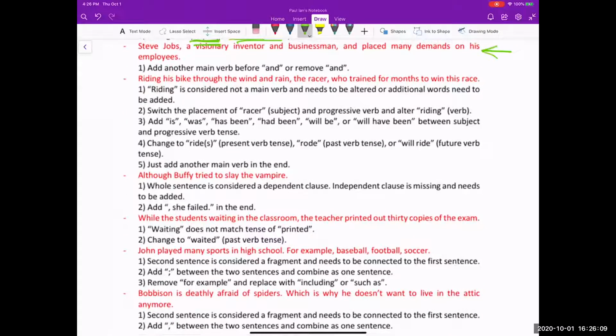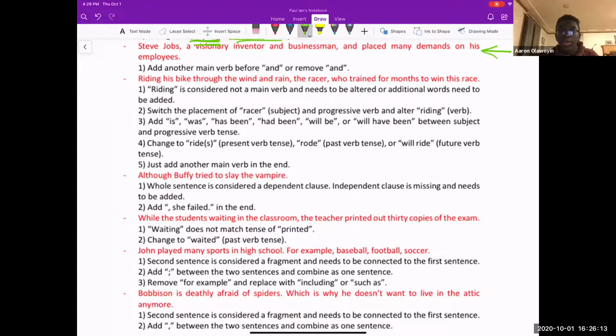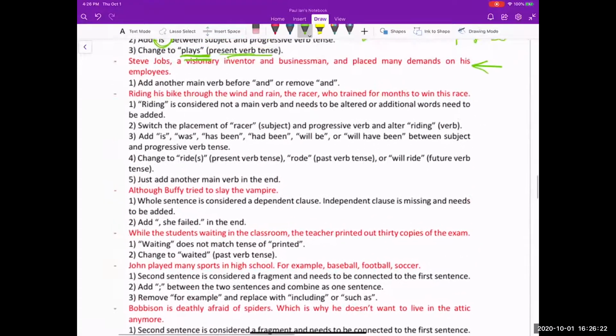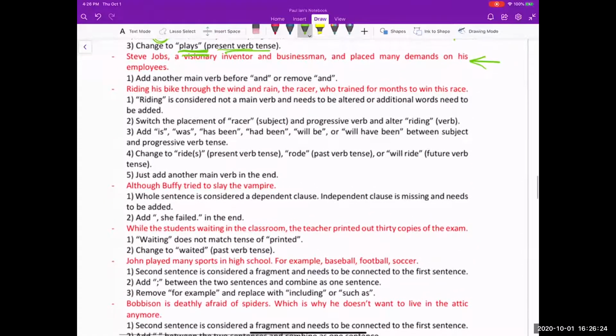What about this one? Remove "and." Yep. Okay. So yeah, we're almost done with this one. I'll show you this one, we'll do this one, and then I'll go to the practice one. So Steve Jobs, a visionary. This is kind of similar. So a visionary, inventor, and a businessman.